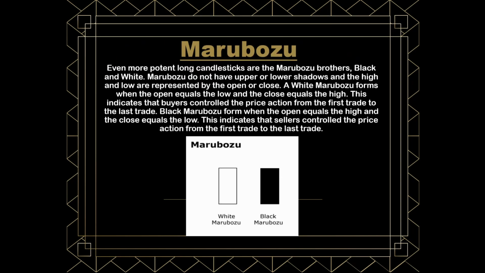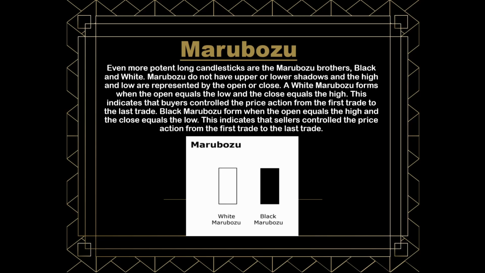Even more potent long candlesticks are the Marubozu brothers. Black and white, Marubozu do not have upper or lower shadows, and the highs and lows are represented by the open or close. A white Marubozu forms when the open equals the low and the close equals the high. This indicates that buyers controlled the price action from the first trade to the last trade. A black Marubozu forms when the open equals the high and the close equals the low.